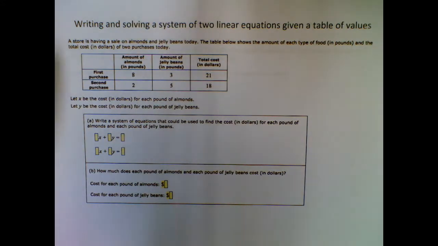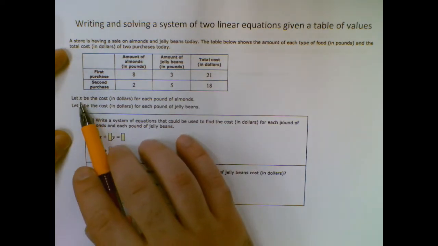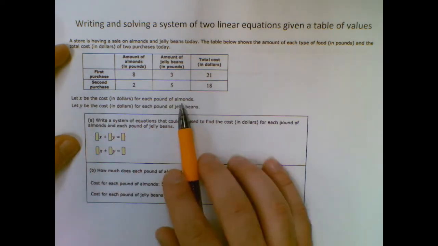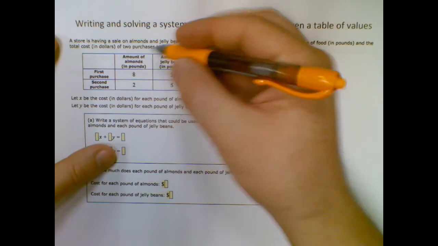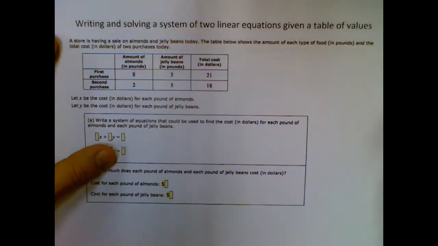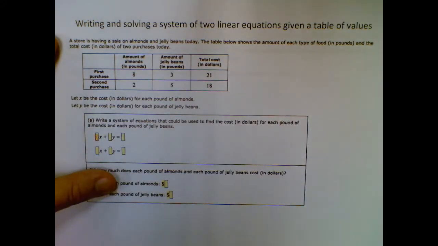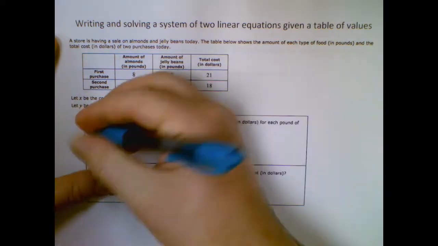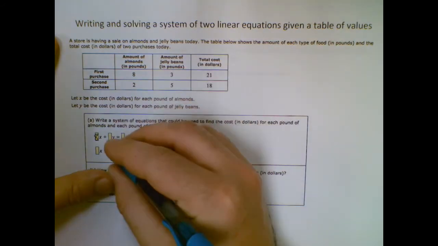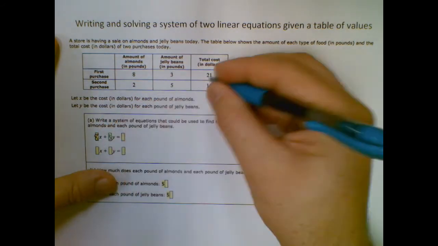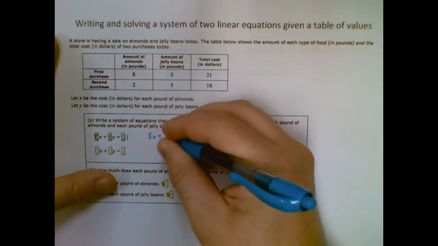So what we can do here is group this in a couple ways, but they actually tell us how they want us to do it here. X is going to be the cost in dollars for almonds, Y is going to be the cost in dollars for jelly beans. In that case, we're going to take each row and turn it into an equation. X is almonds, so it's going to be 8x, and Y is jelly beans, so plus 3y for a total of $21. So 8x plus 3y equals 21.